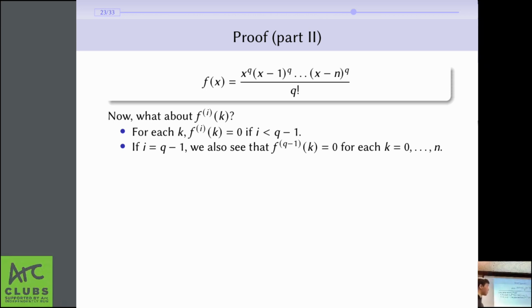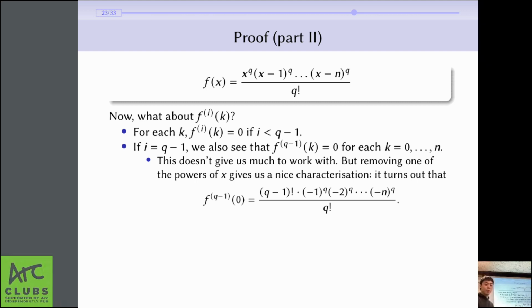But what we also know is if I look at the q minus 1 derivative of f evaluated at 0, and we remove one of the powers of x, then this is a factorization that we get, right? Because each of these x to the q parts all go down. And because I'm evaluating it with one less power of x, so this time it's x to the power of q minus 1, each of these powers will go down and nothing else changes, right? So nothing else here changes.